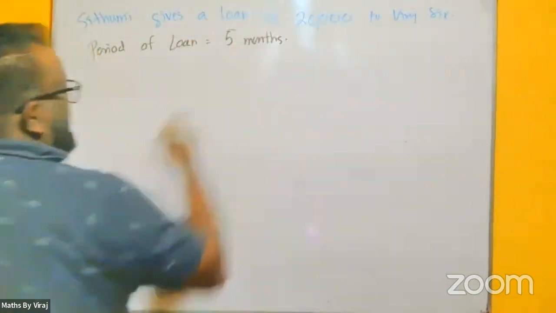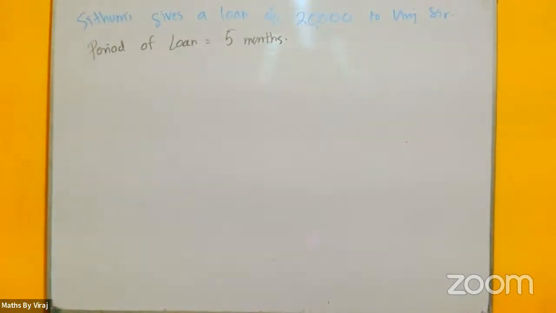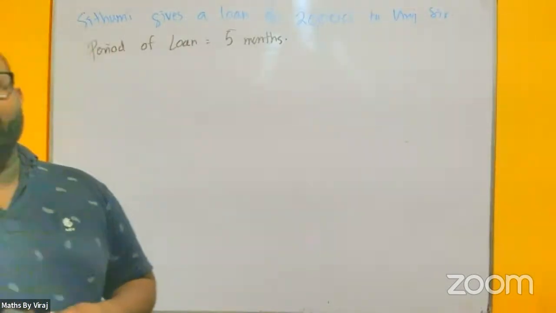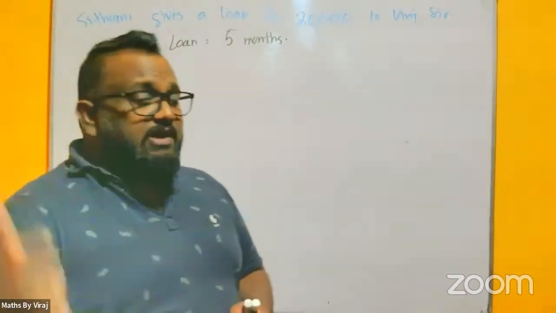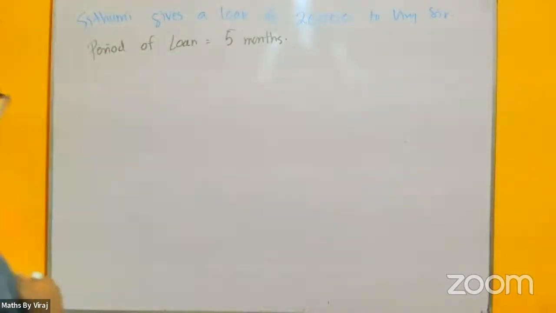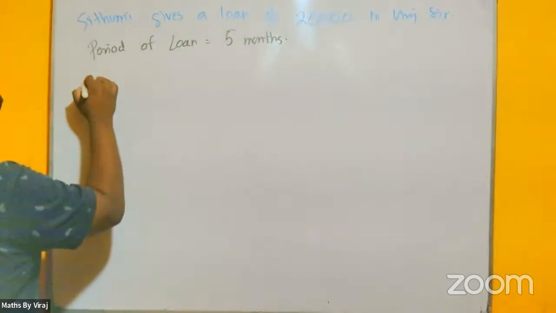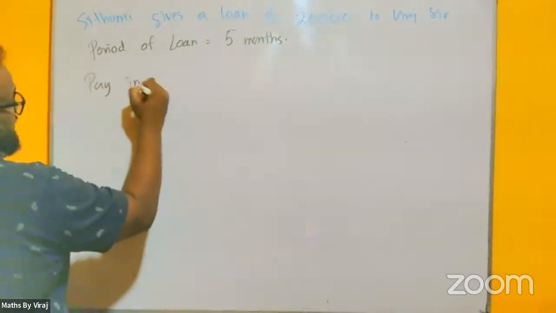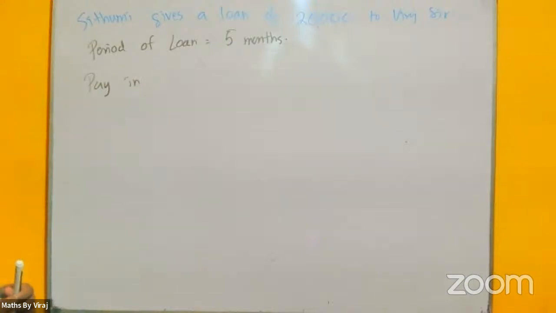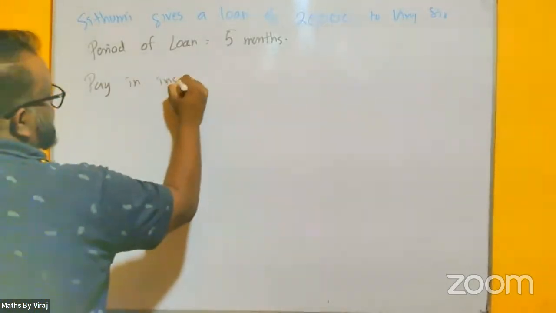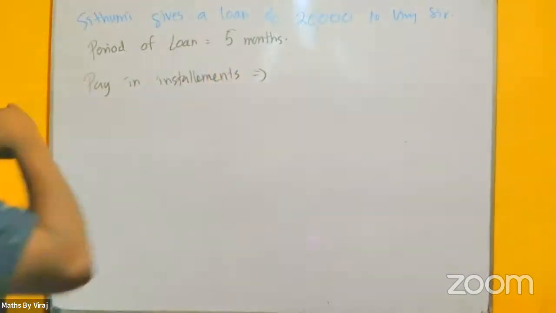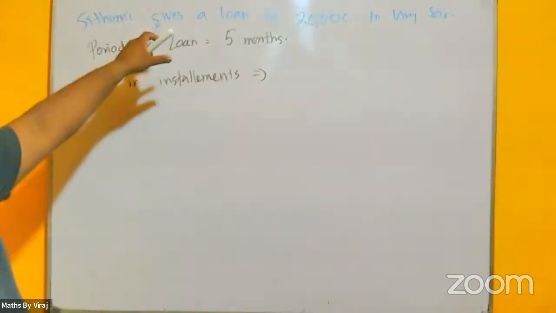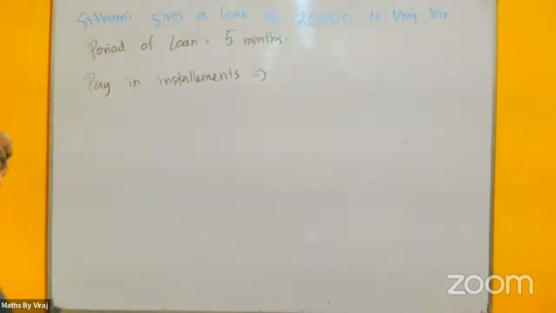I'm a little bit low this month. Can I have a loan from you? So she's like, okay, sir, how much do you want? And I say that I need 20,000. And she says, right, fine. Sir, what is the period? I will repay you in 5 months' time. So she's very lenient and she says, right, pay in installments. Now, when I pay in installments, the whole 20,000 should be paid over a period of 5 months.